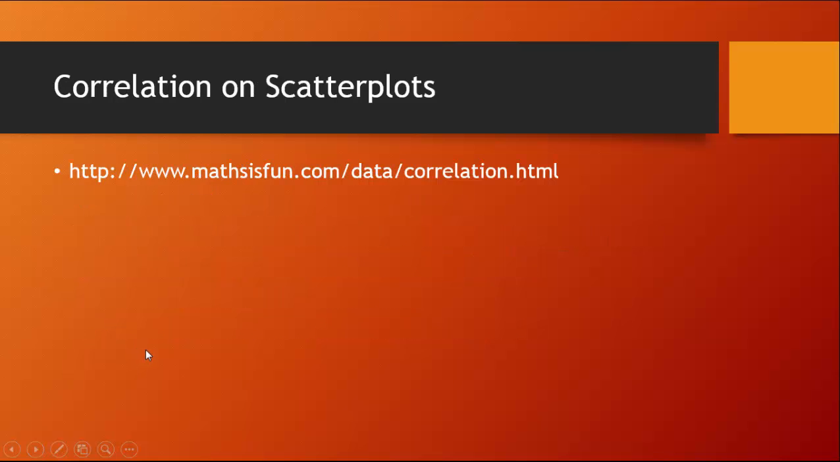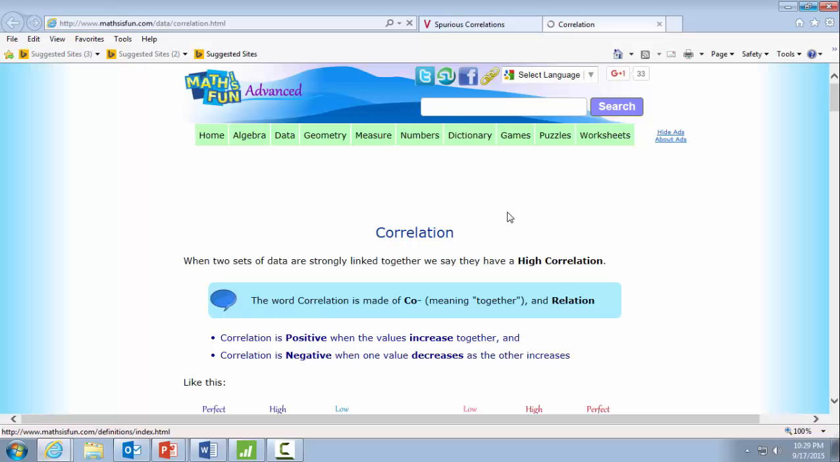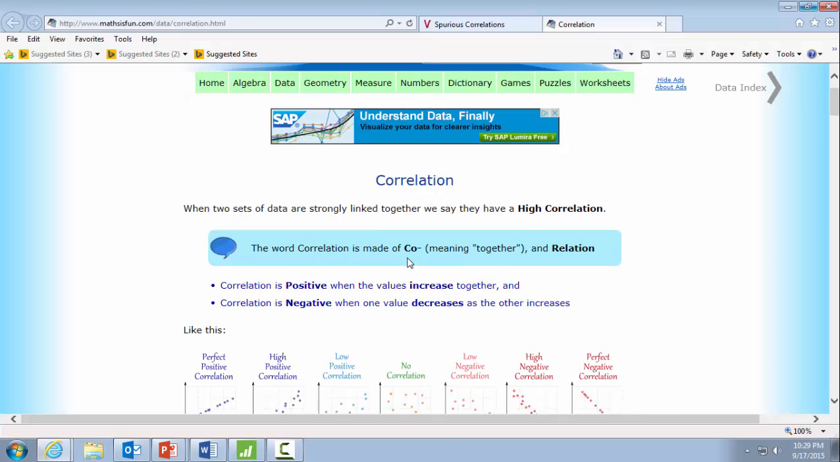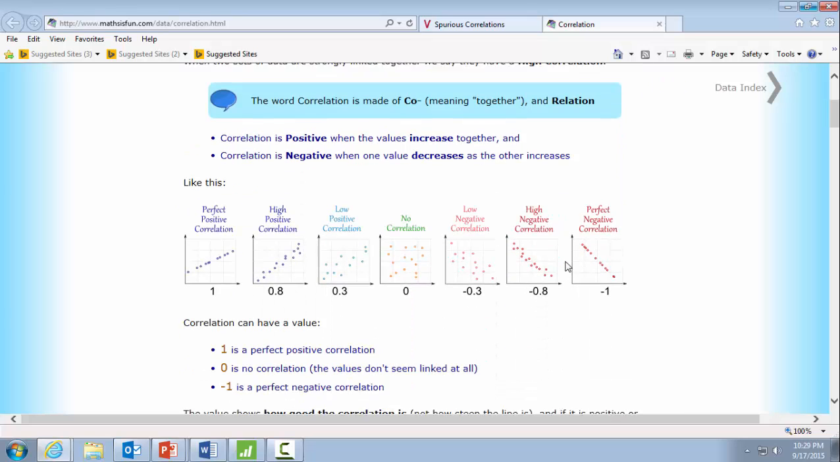We're going to visit a website. You're welcome to pause the video and type this website into your browser. We'll look at a few things here in the video, but there are many more great pieces of information at this website. So here we are at the Math is Fun website. We're looking at correlation. It says when two sets of data are strongly linked together, we say they have a high correlation. The word correlation literally means together, relationship.